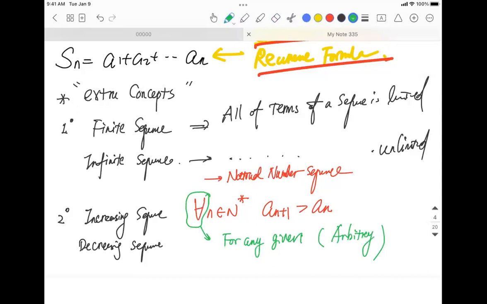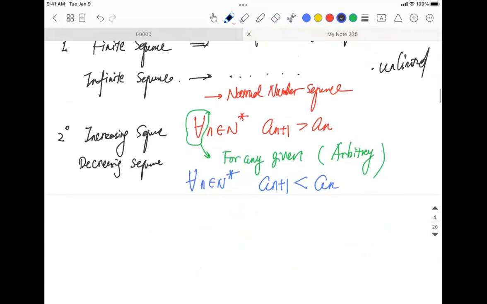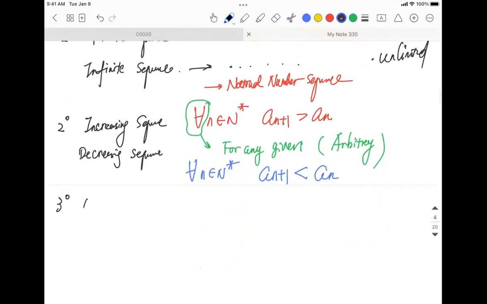So that being said, this is an increasing sequence. Quite understandable, right? And what about a decreasing sequence? For any given n belonging to the positive integers, a_{n+1} is less than a_n. Exactly the same thing, we just make it reversed. Number 3, another very important kind of sequence is the bounded sequence.